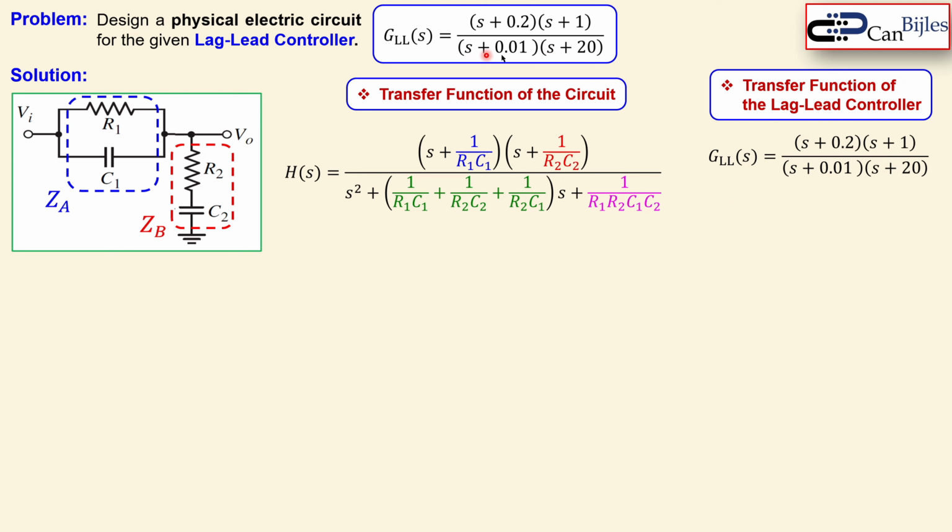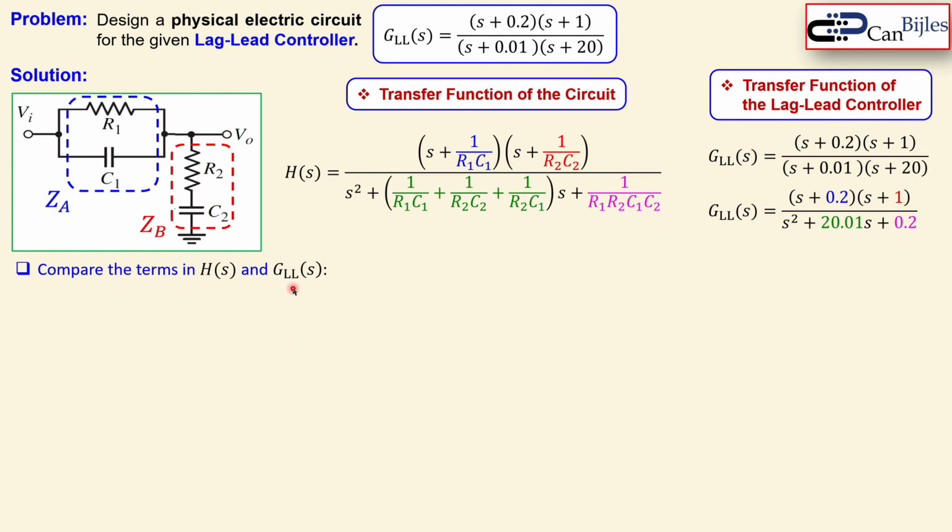If I now work out the denominator here and make a polynomial, I can do s times s squared, plus s times 20, and then plus 0.01 times s, and then plus 0.01 times 20. Then the result will be this one. And if I now compare this to the given transfer function of the circuit, then you recognize directly which one is the parameters. So you can see 1 over R1 C1 is this one, etc. So let's then compare the results of H and GLL.